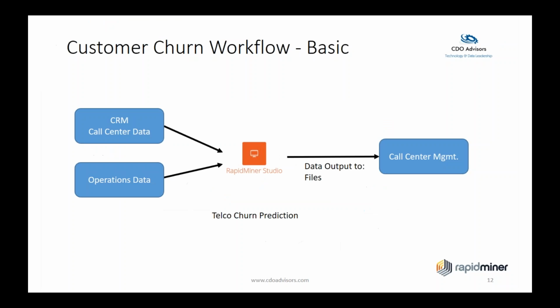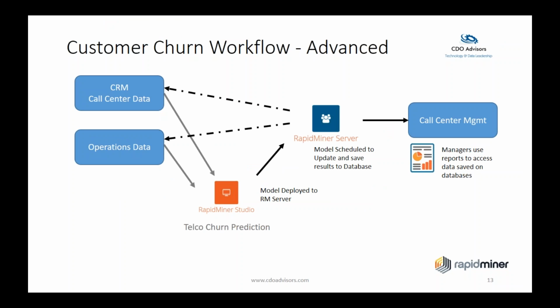So let me go back to the slides here. All right. So again, from the advanced workflow, not a lot different than the agent churn that we saw. You still build your model, the model I just demoed. I would deploy it to the RapidMiner server. Once it's on the server, I have the same options. I can schedule it to update. I can save the results to a database. I can share it in the repository.